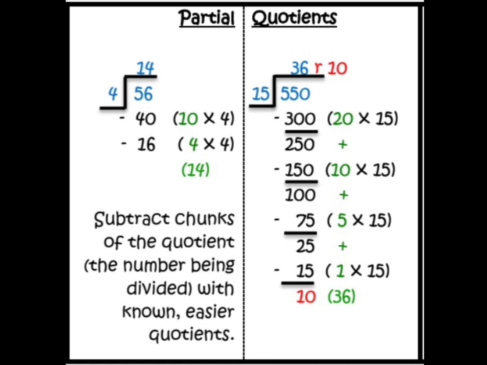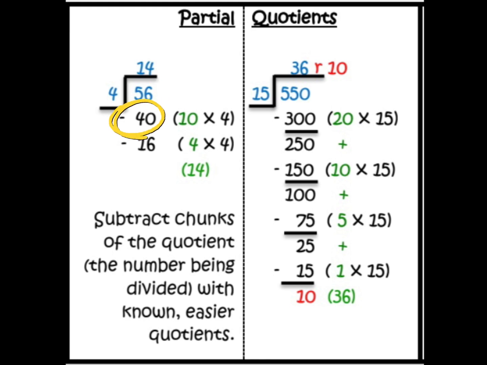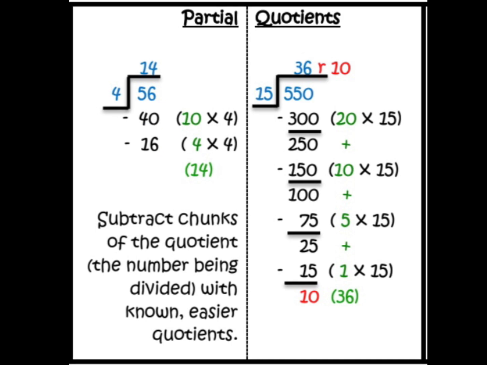Partial quotients. Subtract chunks of the dividend, that's the number being divided, with known easier quotients. In this example, I might find the number 56 tricky to divide. However, because I'm dividing by 4, I know that 4 tens are 40, and if I take that from the total, it leaves me 16 left. So knowing 10 fours are 40 and 4 fours are 16, I can work out how many 4s go into 56.